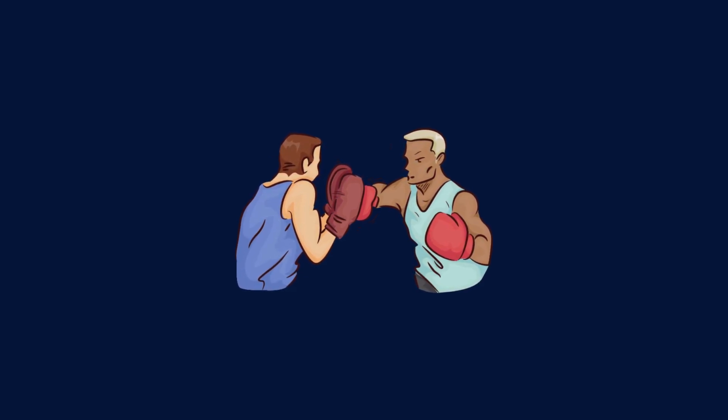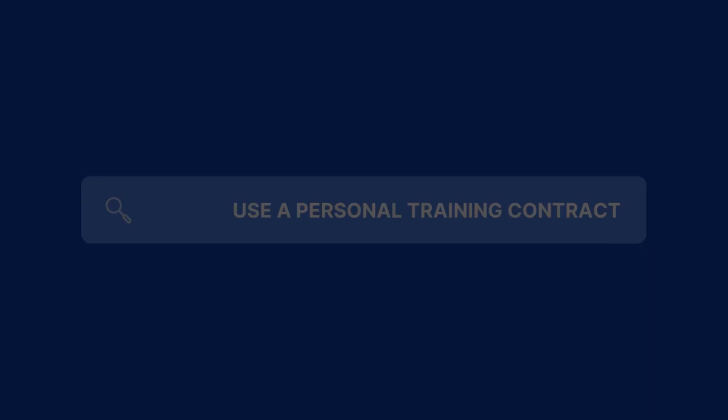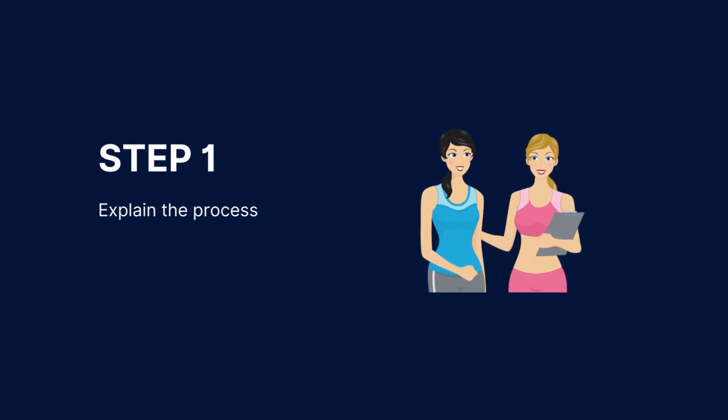To use our free personal training contract, follow these steps. Download our personal training contract from the Carepatron platform, which you can find in the link in the description. Before clients sign the contract, thoroughly explain the services, payment, and confidentiality provisions. Make sure to answer any questions they may have before proceeding to the next step.